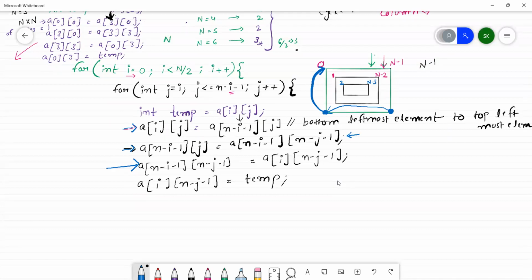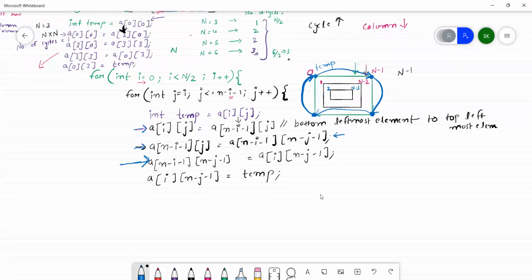Now you are assigning your bottom rightmost element to this element. Are you able to follow this? And that's why here I have written i and n minus j minus 1. Now this spot will be empty, and whatever you stored in the temp, you stored this value in the temp, so that will be stored back to this position, and likewise for all four. Got it? Makes sense. Guys, any questions further or any problem in understanding this?